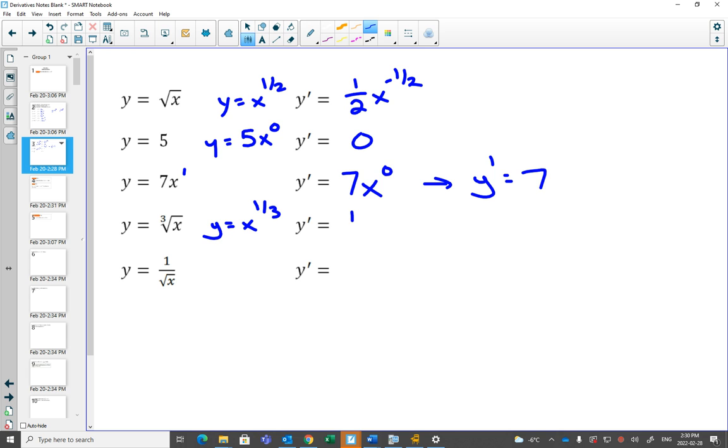Then you could bring the 1/3 out in front, subtract 1. That's a tricky subtract 1. And get negative 2/3.